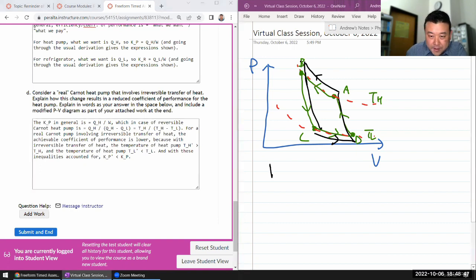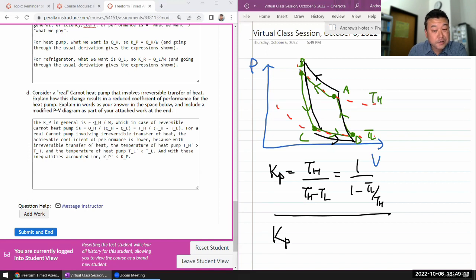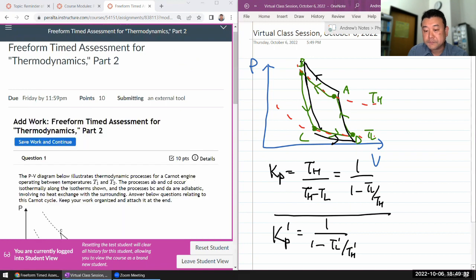Let's see. I have Kp is equal to TH over TH minus TL. So I think it's easiest if I divide by TH, so that I have 1 over 1 minus TL divided by TH. So this is the expression I have for the ideal Carnot heat pump. So for the non-ideal Carnot heat pump, I can actually use the same expression, more or less. What I have to change is what temperatures I use. Instead of my thermal reservoir temperatures, I have to use the heat engine temperatures or heat pump temperatures. So 1 minus TL prime over TH prime.